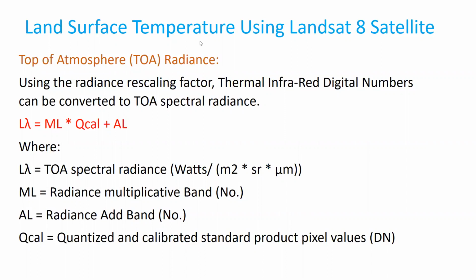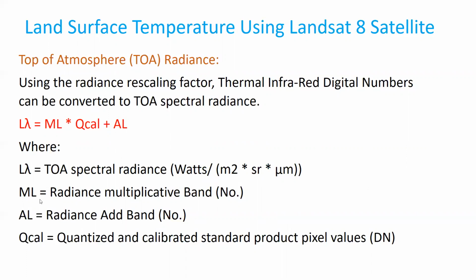Today we are going to learn how to calculate land surface temperature using Landsat 8 data. To calculate the land surface temperature, we have some formulas that we are going to apply. First we will calculate the top of the atmospheric radiance. This is the formula for calculating the top of the atmospheric radiance.